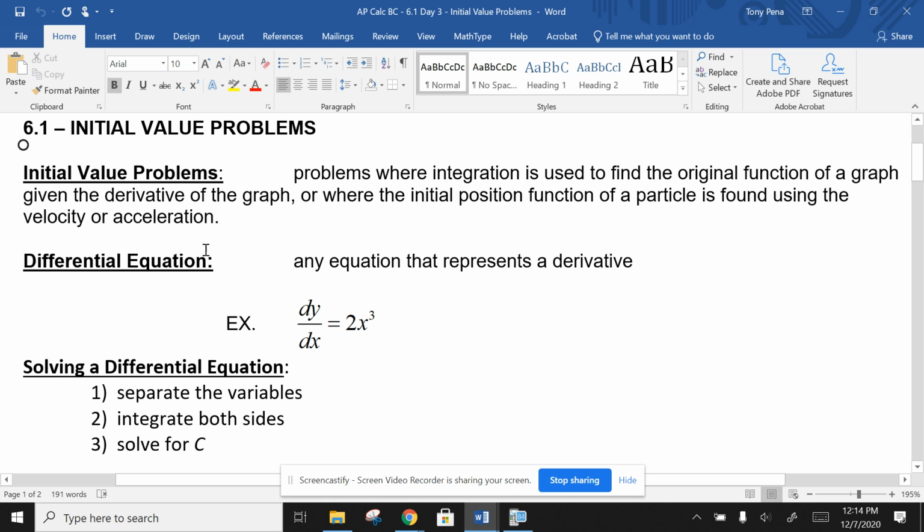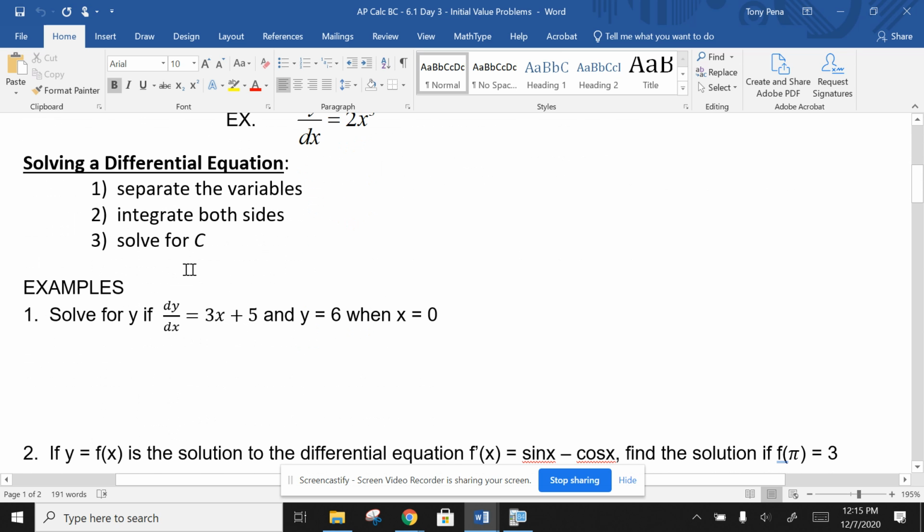When you hear the words differential equation, a differential equation is any equation that represents a derivative. So if you look at this equation right here, you'll see the equal sign, hence an equation. The fact that this is a derivative means it's a differential equation. Solving a differential equation, if necessary, you're going to separate the variables. That won't always be necessary, but that is something we would need to do. Once they're separated, you're going to integrate the two sides, so find the antiderivative of both sides.